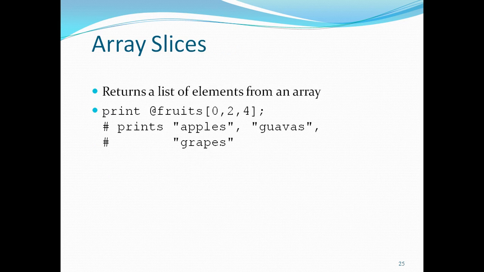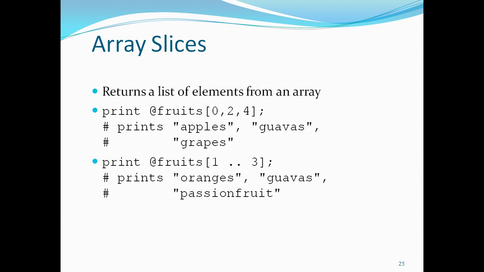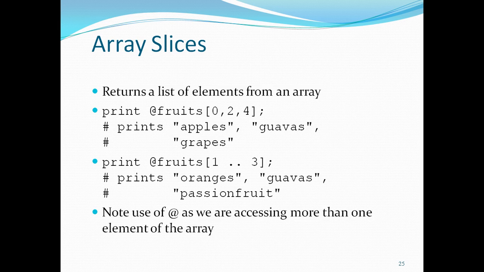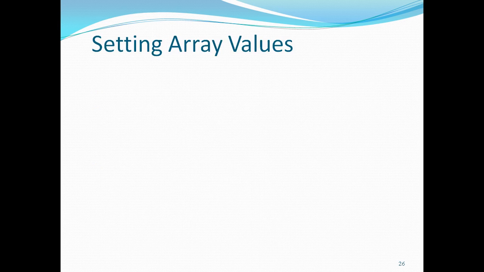Array slices. You can not only do this, you can print multiple values within an array. If you want to print multiple values, since you know the index of each value, you can directly give indexes 0, 2, 4, so it prints apples, guavas and grapes. In the same way, you can give a range, 1 to 3, so you can print all of those. Note the use of more than one element of the array.